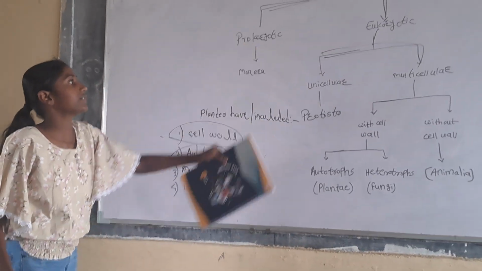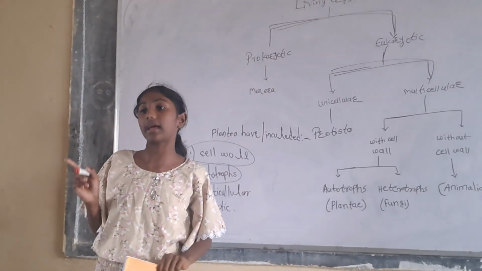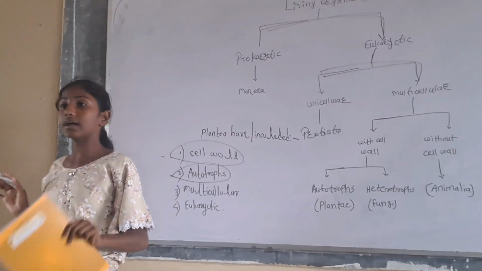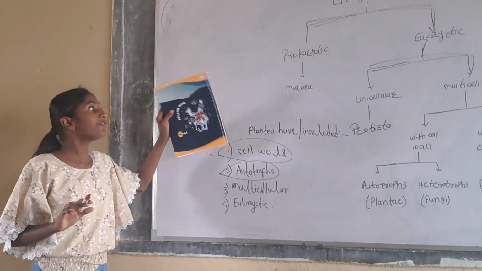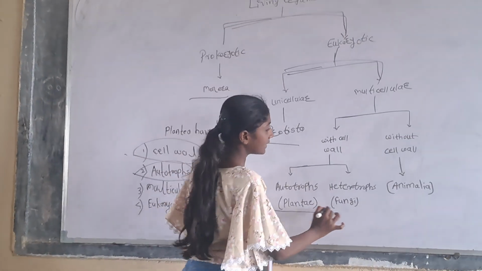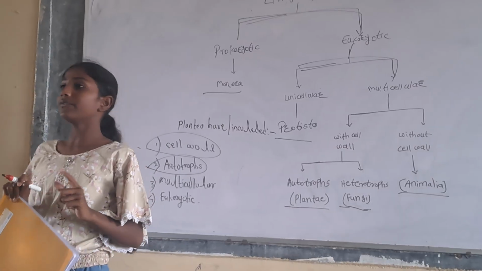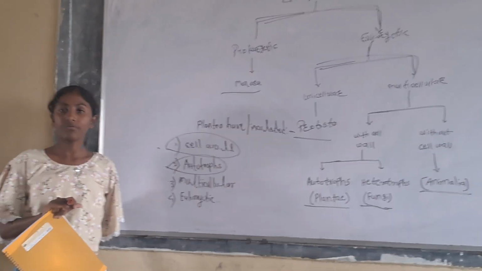And the second one is these charts. This is the whole classification. We don't know who invented that. In 1969, Sir Robert invented that, or they made 5 kingdoms. Which are Monera, Protista, Plantae, Fungi and Animalia. These are important for us. Robert Harding Whittaker invented them.